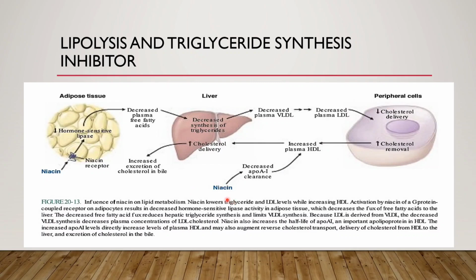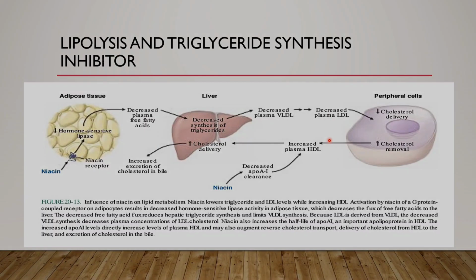Niacin also increases the plasma half-life of apolipoprotein A1 and also decreases ApoA1 clearance. So there is increased plasma HDL, which supports reverse cholesterol transport, and so there is increased cholesterol delivery from HDL to liver. So this is how niacin works.